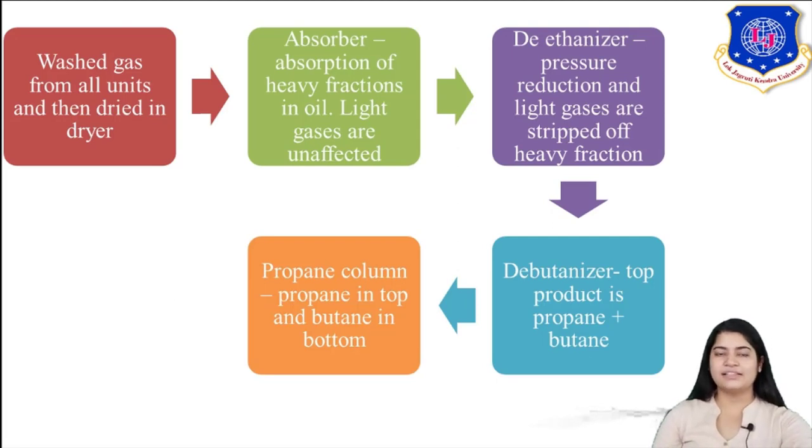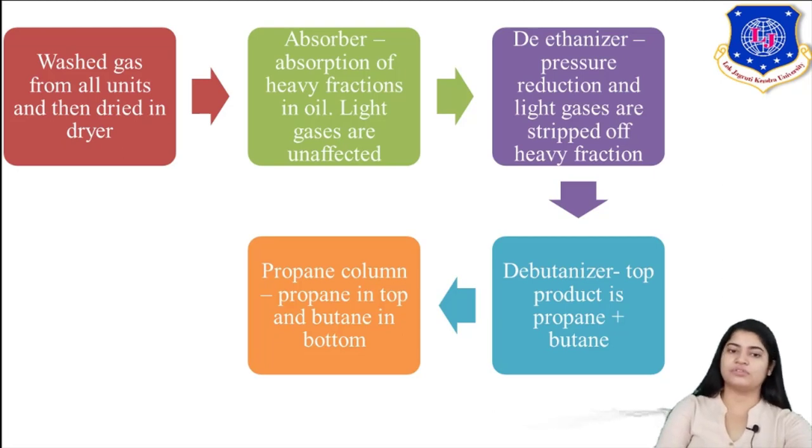Washed gases are then sent to the dryer. In the absorber, the heavy fraction is absorbed. Light gases are unaffected. In the de-ethanizer, pressure reduction is done, hence your light gases are stripped of the heavy fraction. So now this pure heavy fraction is again sent to the debutanizer. It is again a kind of stripper where your gases are separated out from the oil. Now in the propane column, propane is at the top and butane is at the bottom. So this way your LPG is produced.